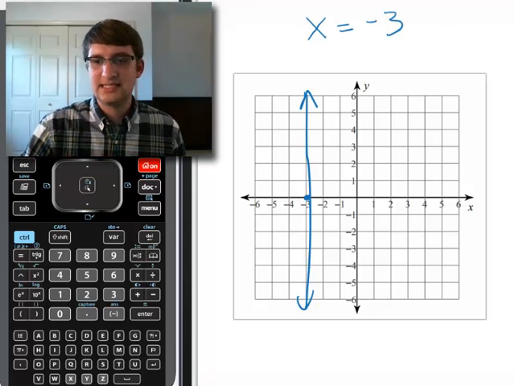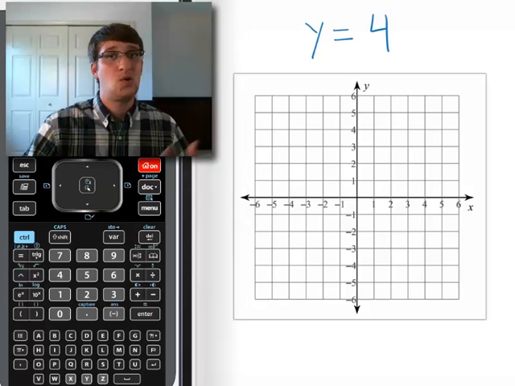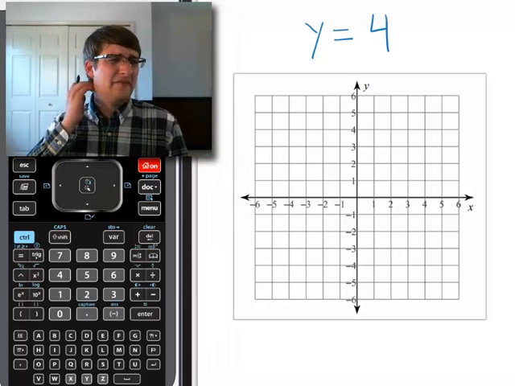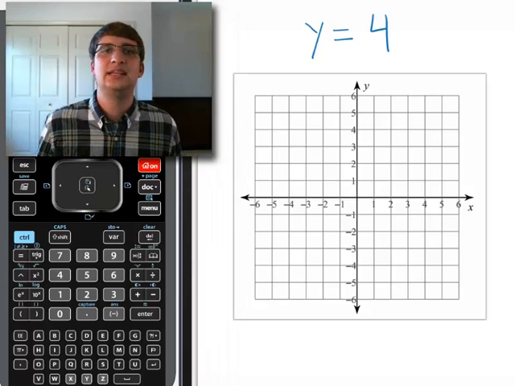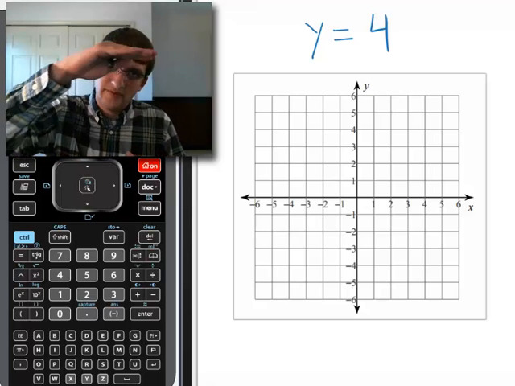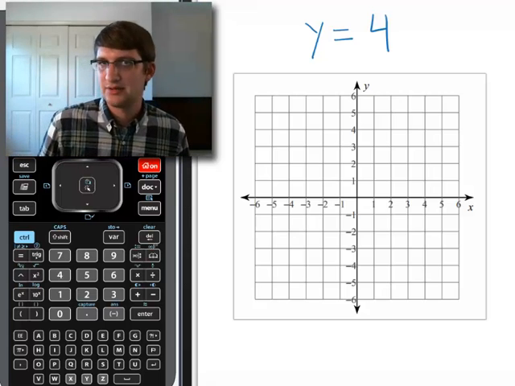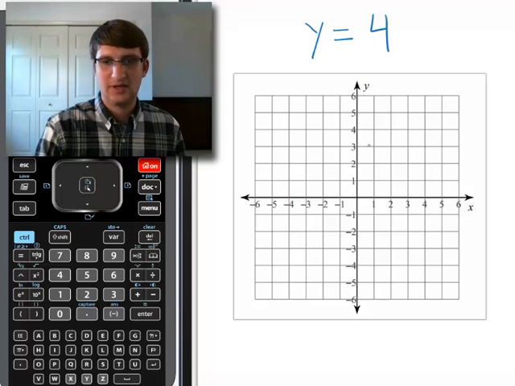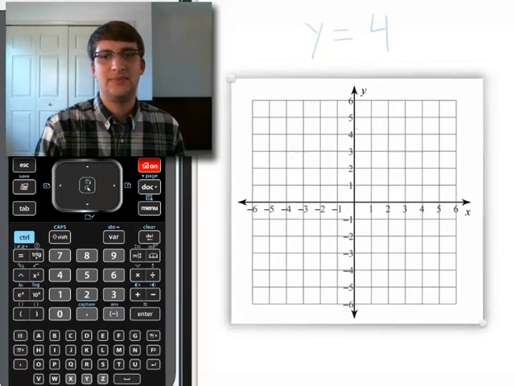Okay. Now the last example is going to be, you guessed it, a horizontal line. And anytime you have a variable y equals a number, that's just going to be a horizontal line wherever that number is on the y-axis. Okay. So y equals 4. I'm going to go ahead up to y equals 4. Say, hey, there's y equals 4 on this page.